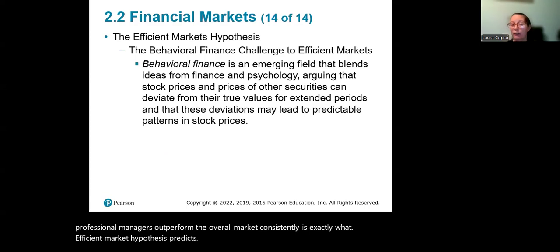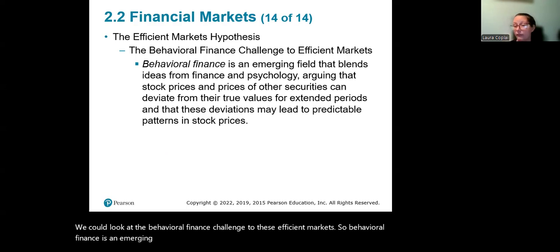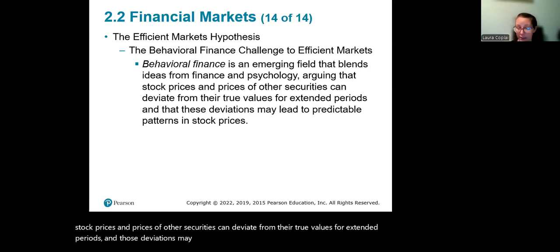We can look at the behavioral finance challenge to these efficient markets. Behavioral finance is an emerging field that blends ideas from finance and psychology, arguing that stock prices and prices of other securities can deviate from their true values for extended periods, and those deviations may lead to predictable patterns in stock prices.